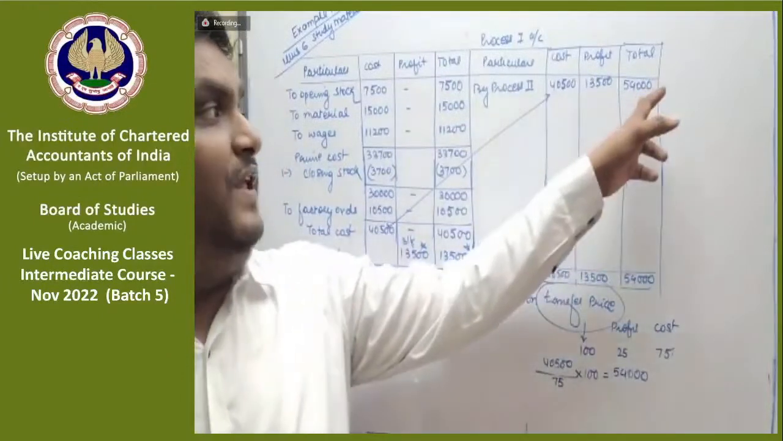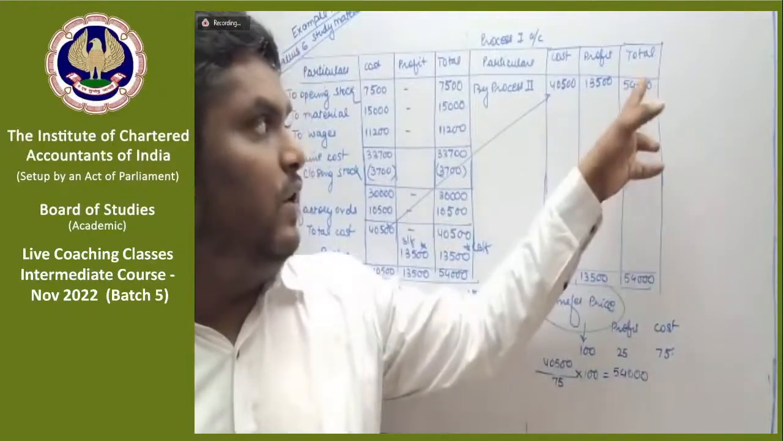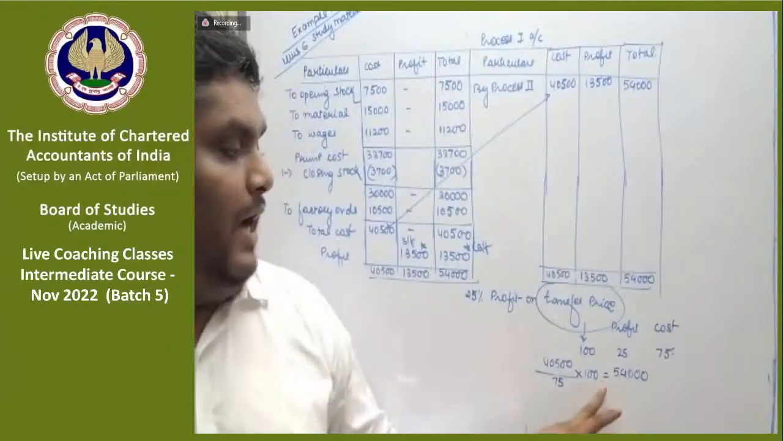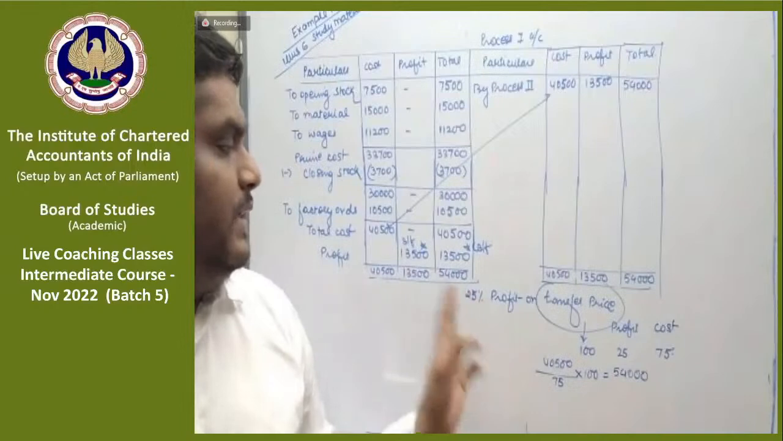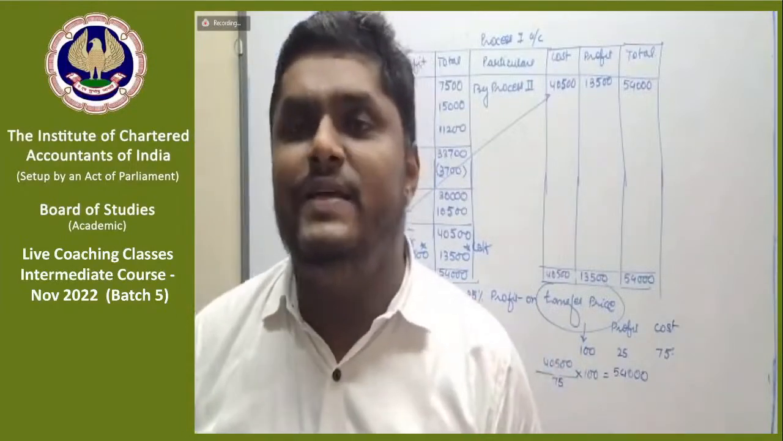This is 54,000. Akash Neil, this is 54,000, not 54,500. And about the calculation of 54,000, 40,500 is the total cost divided by 75%.